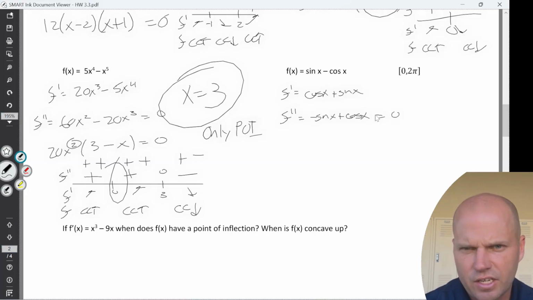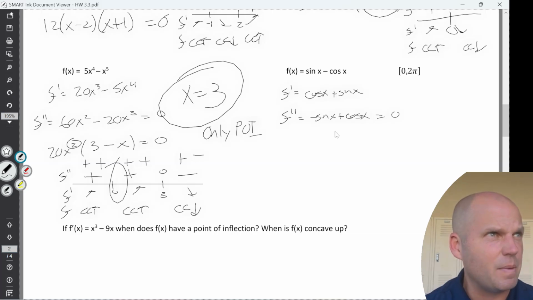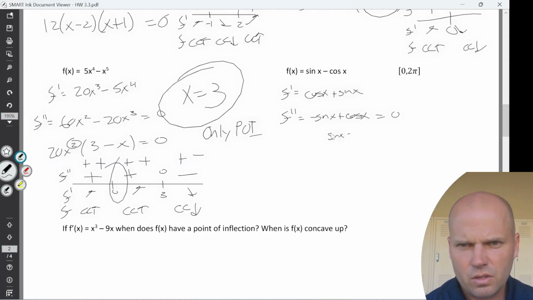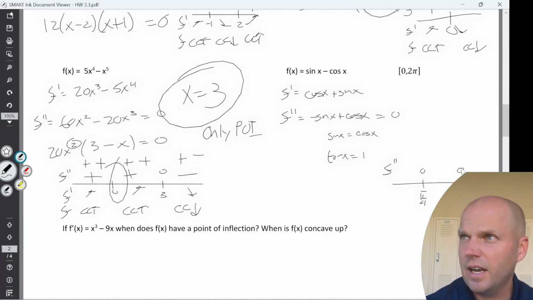And we take our second derivative, we set it equal to 0. I'm going to subtract a cosine x and divide by a negative cosine x. Or just divide by -1, then divide by cosine to get tangent x equals 1. All right, so I have the pi over 4s in the first and the third quadrants when tangent equals 1. If you need to remember how to do this, please come in and I will remind you.